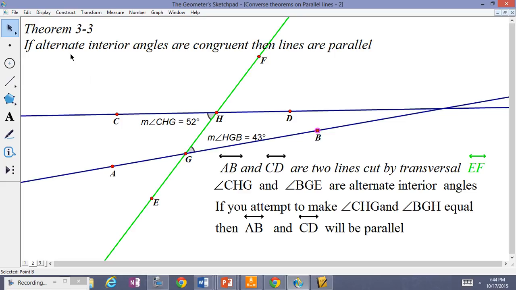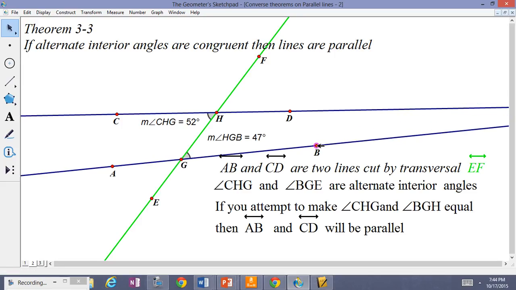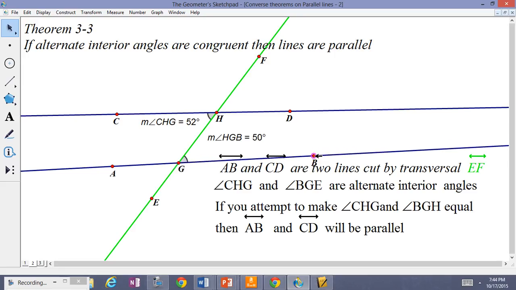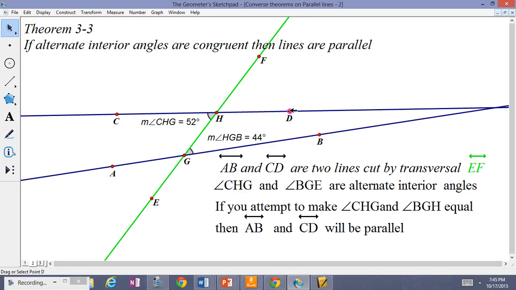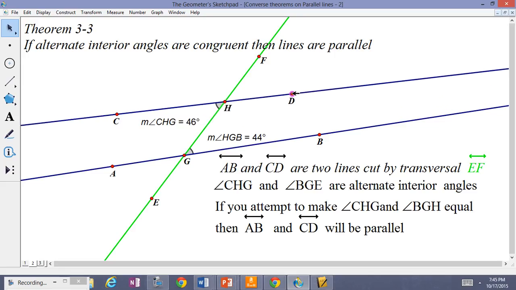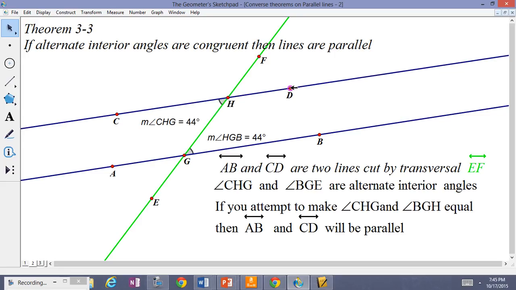Now, Theorem 3.3, the flip of the alternate interior angle theorem, states that if your alternate interior angles are congruent, then your lines are going to be parallel. And again, it's going to be illustrated here. Of course, the angles are not congruent, nor are the lines parallel. We have the alternate interior angles, CHG as marked here, and the alternate interior angle HGB as marked here. And obviously we see that they're not equal, but once we swing it around so that the angles end up being equal, these two lines are in fact going to be parallel, as is the case here. Again, we can move either one of these, moving this in an attempt to make the angle at H equal. We will see these lines moving towards parallel, and there they are.